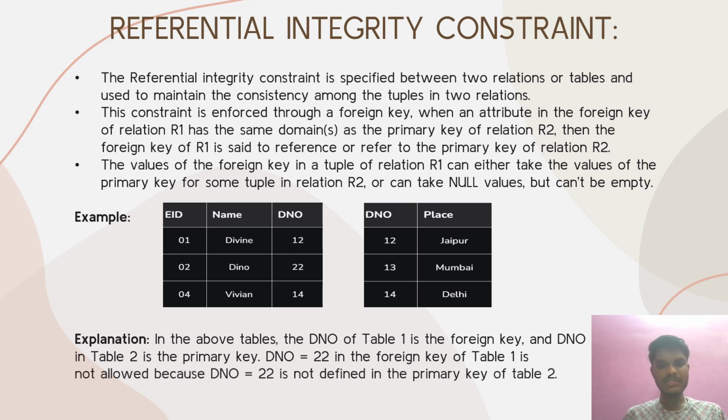In the above tables, the DNO column of table 1 is the foreign key and DNO in table 2 is the primary key. DNO equals 22 in the foreign key of table 1 is not allowed because DNO equals 22 is not defined in the primary key of table 2.